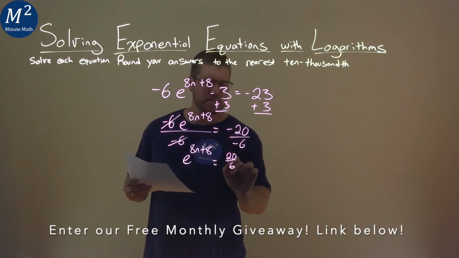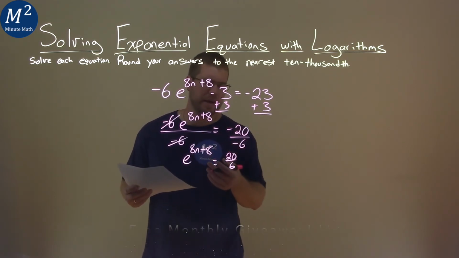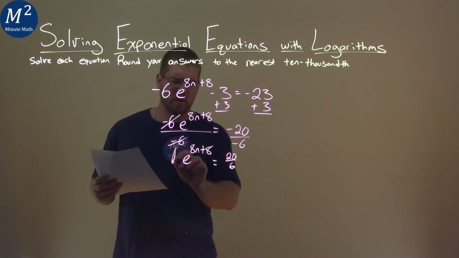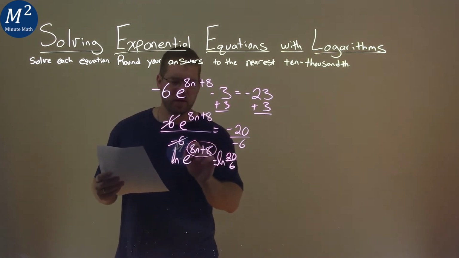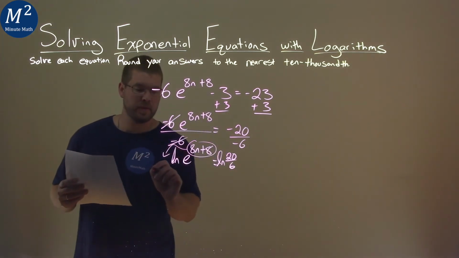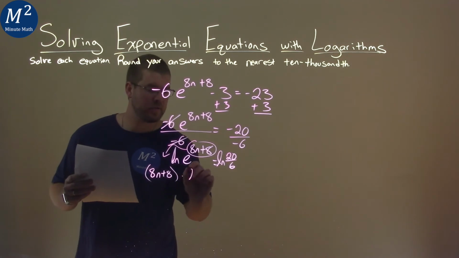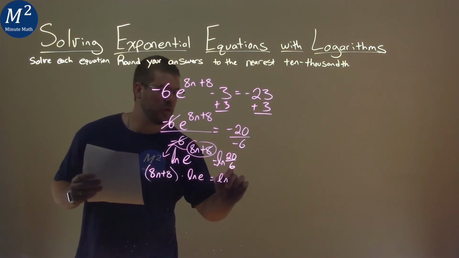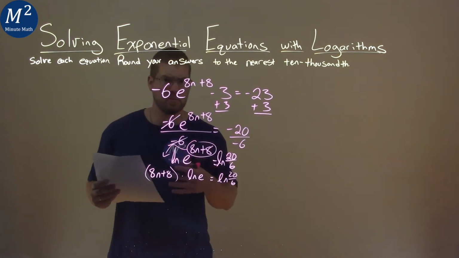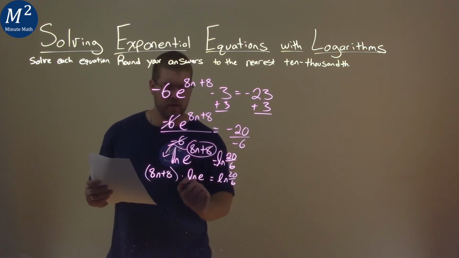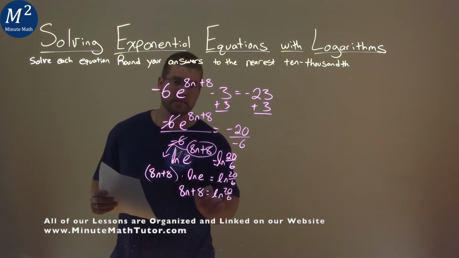20 over 6. Now, you might be able to simplify, and you can, but I like to keep it just as is for right now. I can take the natural log of both sides. With that, this exponent can come out front with multiplication. So now I have 8n plus 8 here, multiplied by natural log of e, which is equal to natural log of 20 over 6. Well, natural log of e is just 1, don't need to worry about that. So now I have 8n plus 8 equals natural log of 20 over 6.